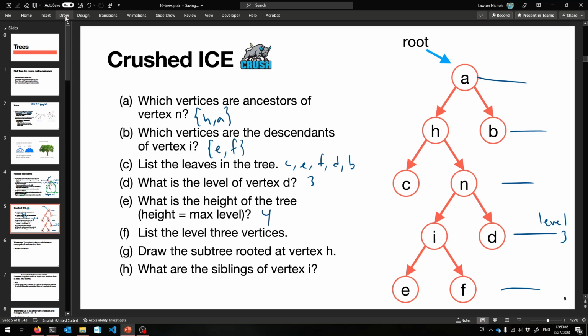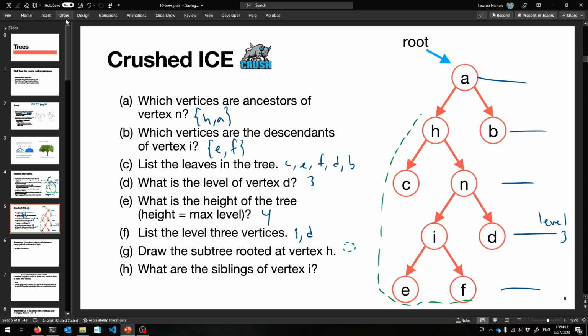All right. List the level 3 vertices. We just did that. It's going to be D, of course, and it's also I and D together. And draw the subtree rooted at vertex H. Okay. How about I just circle it? It's all the stuff that I circle. There. That's your diagram, with the dotted line.